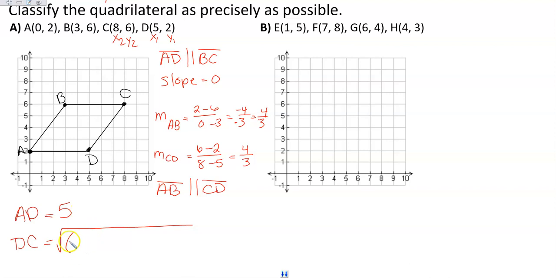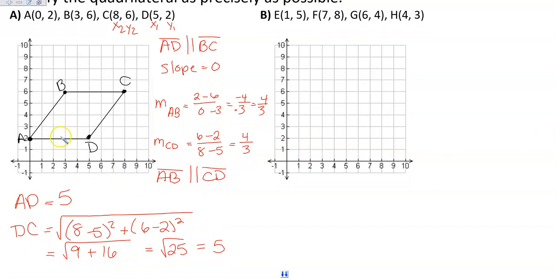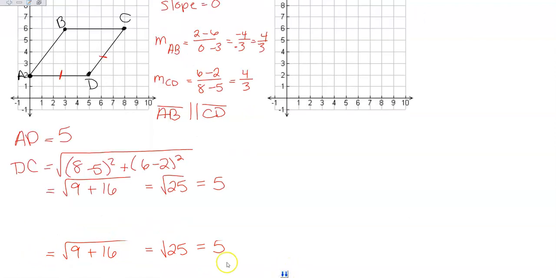So x2 minus x1, so we're going to do 8 minus 5 quantity squared plus 6 minus 2 quantity squared. 8 minus 5 is 3, squared is 9. 6 minus 2 is 4, squared is 16. 9 plus 16 is 25, and the square root of 25 is 5. So since these are the same length, this is the same length as this, I know that I can say that ABCD is a rhombus.